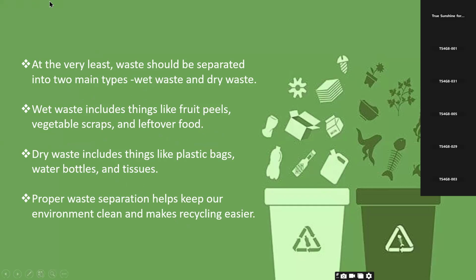At the very last, waste should be separated into two main types: wet waste and dry waste. Wet waste includes things like fruit peels, vegetable scraps, and leftover food. Dry waste includes things like plastic bags, water bottles, and tissues. Proper waste separation helps keep our environment clean and makes recycling easier.